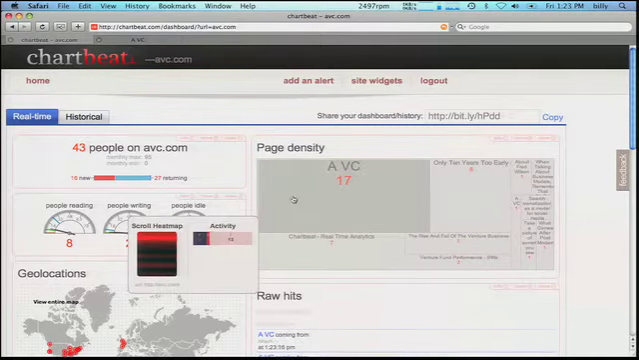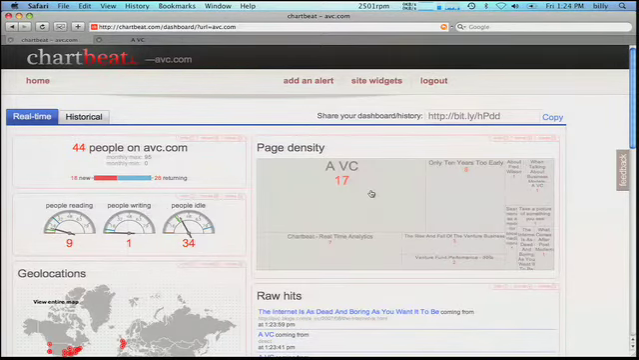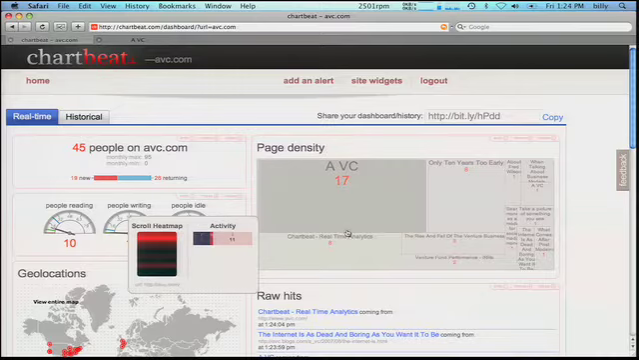If we move over to the right here, you can actually see this at a page level. Page density actually reflects the top 50 pages on AVC. The size of the box that you're looking at corresponds to the number of people that are on that particular web page. And what you also see is that there's a scroll heat map, which shows you where people are on the page. If they're at the top, in all likelihood, they've just started reading. If they're at the bottom, they may in fact be leaving a comment on the site. And again, you can see a breakdown of people who are reading, writing, and people who are idle.